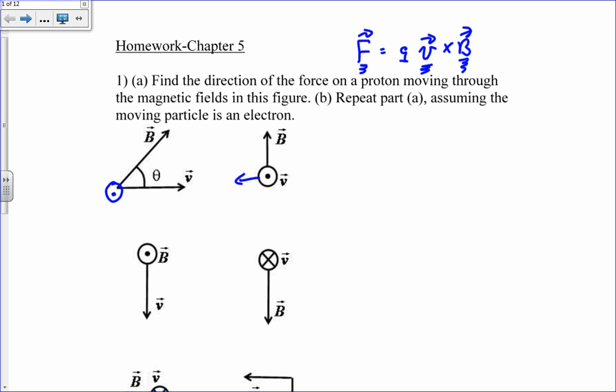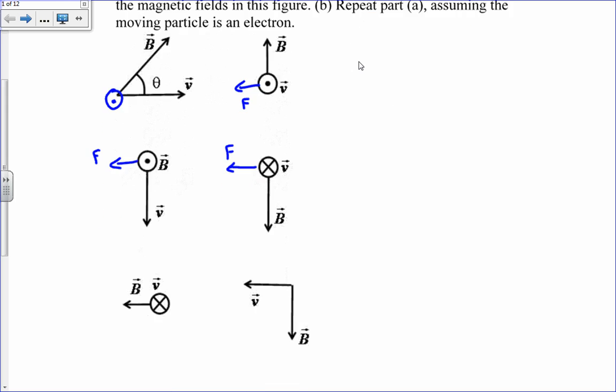Here, the force is to the right. Here, or excuse me, to the left. The force is to the left. Here also, the force is to the left. Here, the force is up. And here, the force is out of the page. Now, for part B, you just take the opposite direction of each for a negatively charged particle.